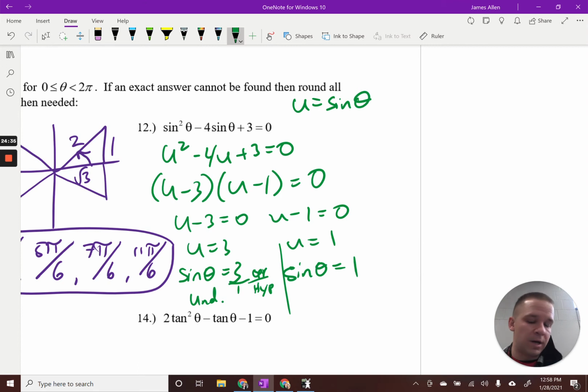But I still got to solve the other one. When is sine going to equal 1? Well, sine is going to equal 1 at that first quadrantal angle up there, right? Because it's our y coordinate. So pi over 2 would be my solution for that one. Awesome. We made it through the first U substitution with factoring. Not bad.